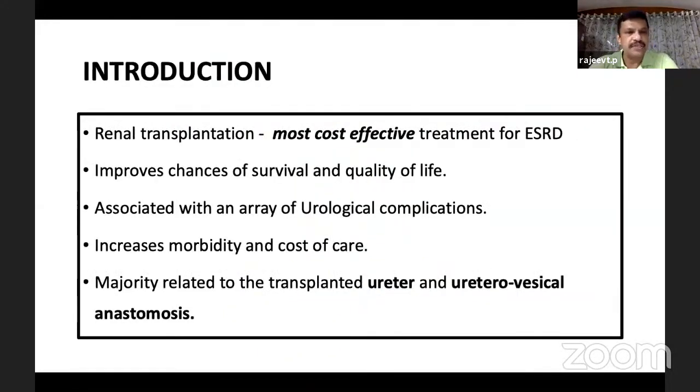So a brief introduction: renal transplant is the most cost-effective treatment for all end-stage renal disease, because renal transplantation is the only modality which can improve the chances of survival as well as the quality of life in patients who have end-stage renal disease. But renal transplantation is associated with an array of complications, and these complications can increase the morbidity among the recipients as well as the cost of care. The majority of these complications in transplant patients are related to the transplanted ureter or the ureterovesical anastomosis.